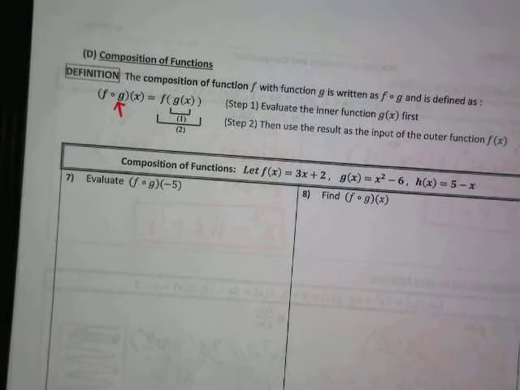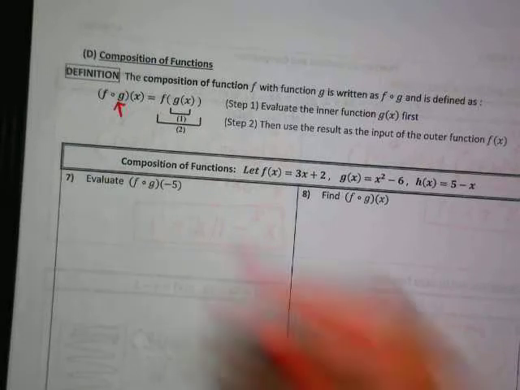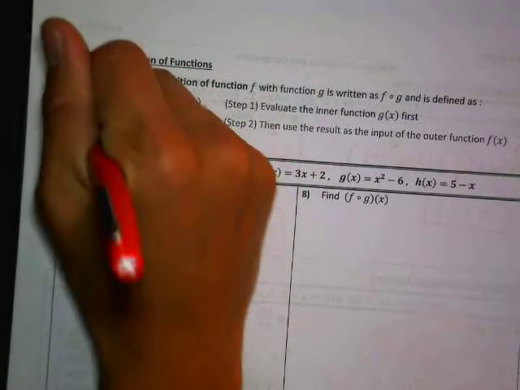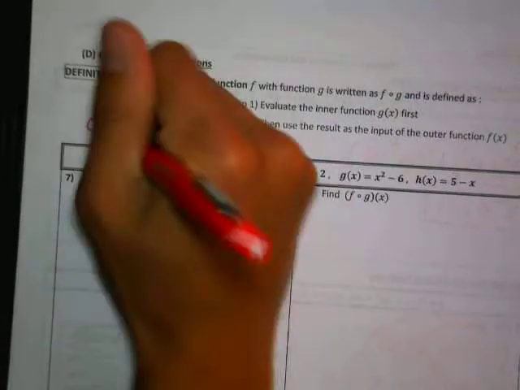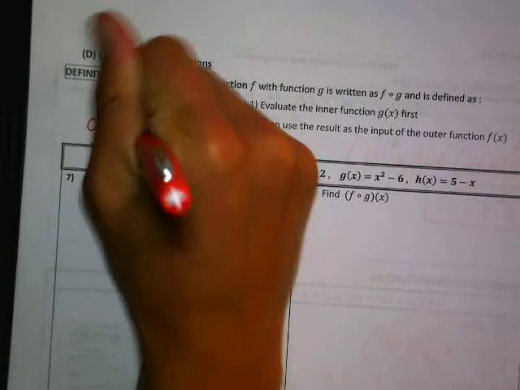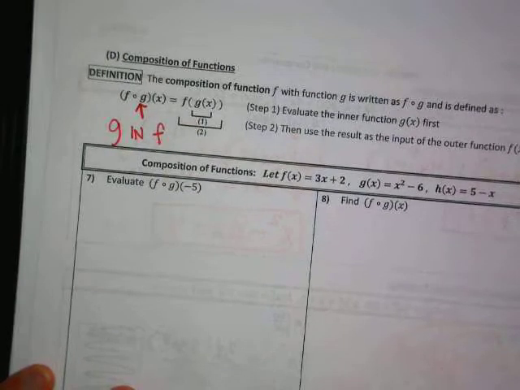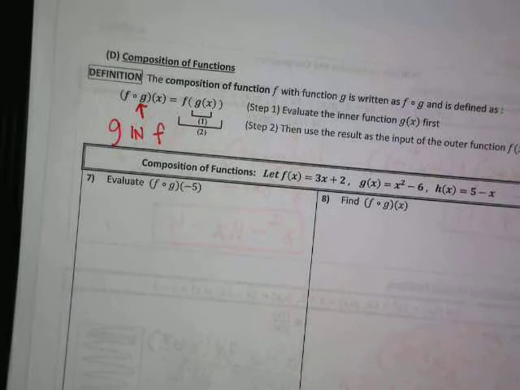All right, first of all, the little open circle. You see how it's an open circle? That is not a multiplication sign. That is a composition of function sign. So it is not multiplication. What that means is that G is going in F. The second letter goes inside the first letter.